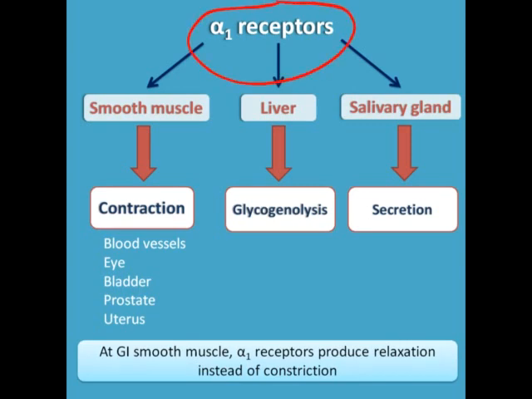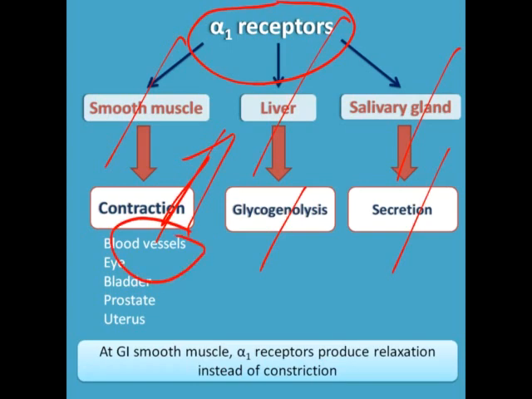So the alpha 1 receptors are present in the smooth muscles, liver, and salivary gland. In the salivary gland, they are responsible for the secretion. In the liver they are responsible for glycogenolysis. But in case of smooth muscles, they are responsible for the contraction of smooth muscles. So the contraction of blood vessels takes place. So the alpha 1 receptor is responsible for the contraction of blood vessels. Got it?